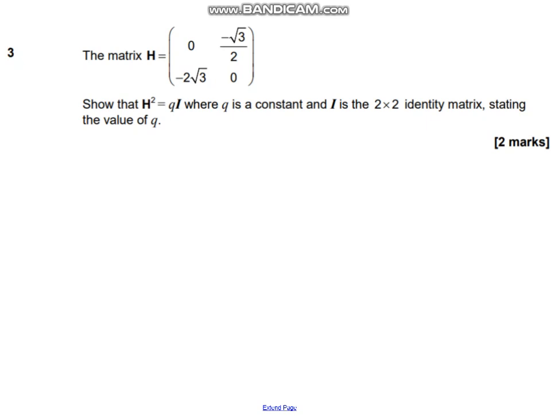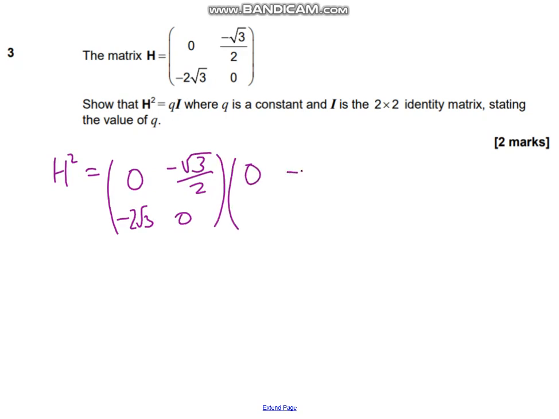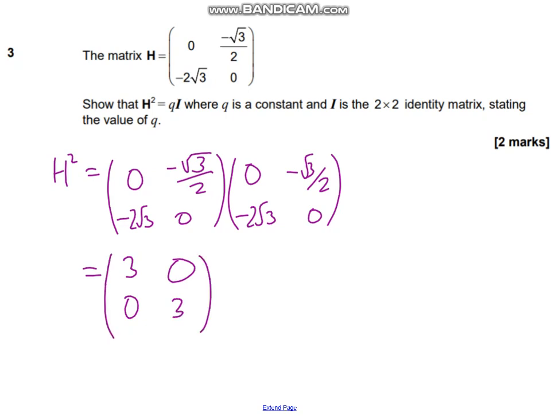We've got to multiply H by itself to give us H squared, so let's do that. So let's write it all out. I'm just going to multiply by itself. Alright, okay. So if we do that, then we're going to have the minus 3 root 2 will multiply by minus 2 root... minus root 3 over 2 will multiply by minus 2 root 3. So the 2's will cancel, the negatives will cancel, and the roots will cancel, just leaving us with 3. These two are just going to be zeros, and this one down here is going to just give us 3 as well, which is of course 3 times the identity matrix, and so that means the Q is equal to 3.